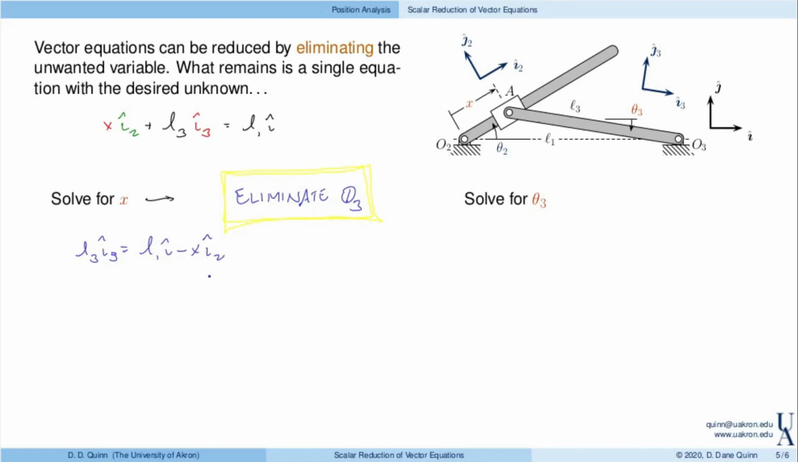If you notice, the magnitude of the left-hand side is known, because even though the direction is not known, the magnitude is simply L3. So that means that the magnitude of the right-hand side is known, and it's equal to L3. So what I want to do is take the magnitude of both sides.